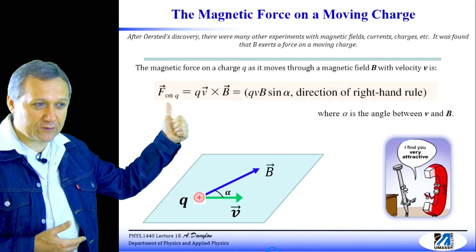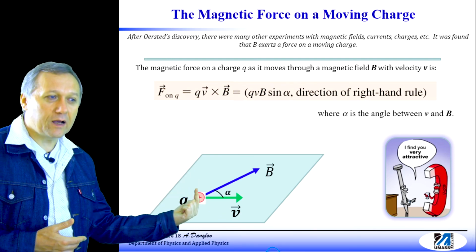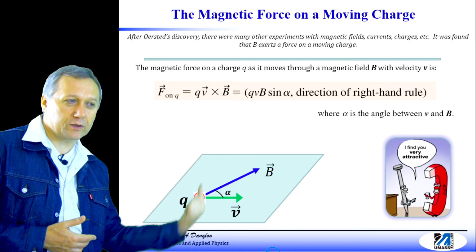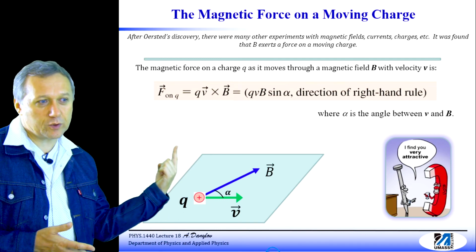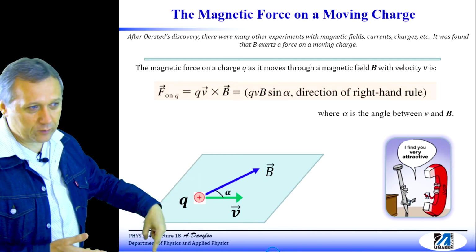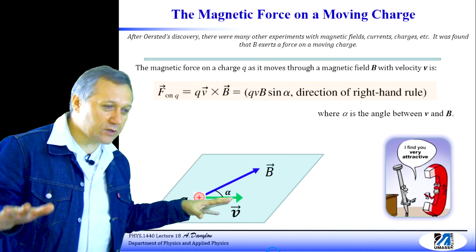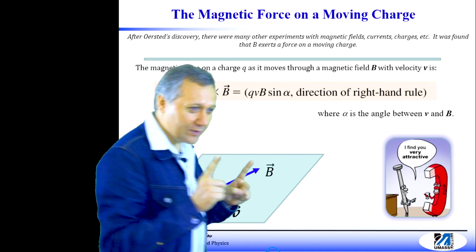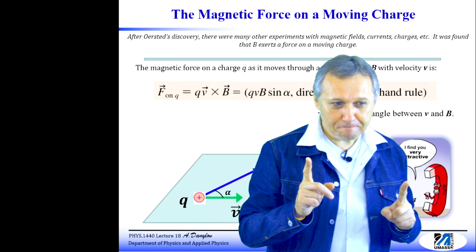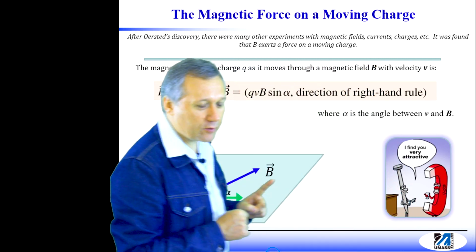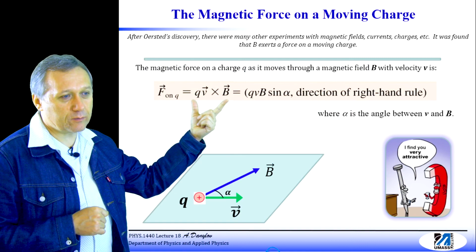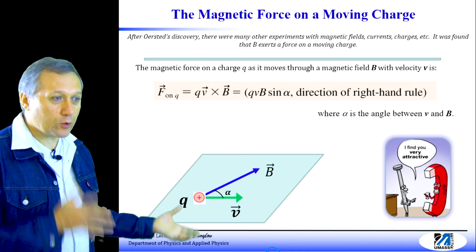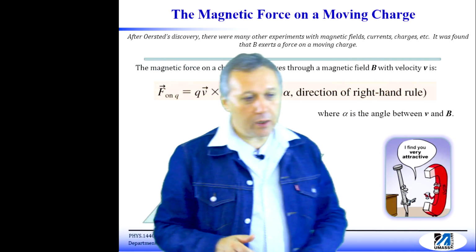So in this case, the force must lie along the line which is perpendicular to this plane, and it's a vertical line. Now the question is, is it up or down? Any other direction is impossible, right? You remember, the direction of the cross product is perpendicular to v and perpendicular to B. Okay, so now let's apply the right-hand rule.